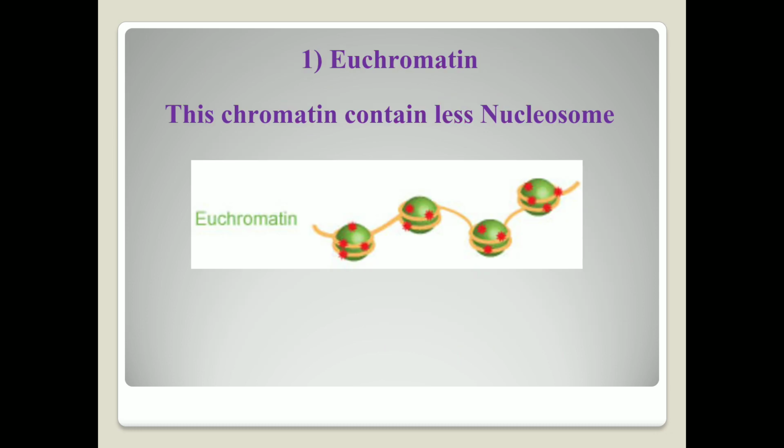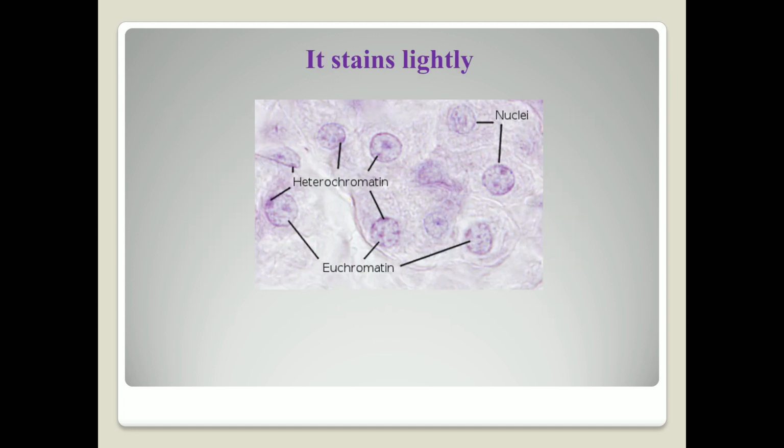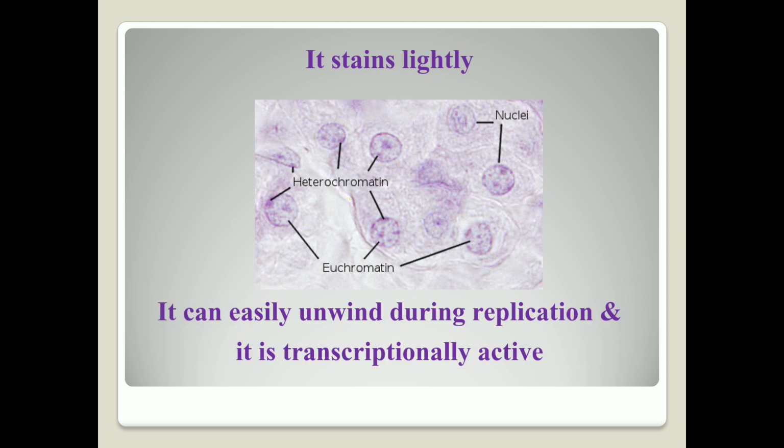In euchromatin, the chromatin contains a very small number of nucleosomes, and these nucleosomes are loosely packed. With the help of staining, when we provide acetocarmine to the nucleus, some of the portions appear with a light color; this is referred to as euchromatin. This euchromatin can easily unwind during replication, and it is also more active transcriptionally.